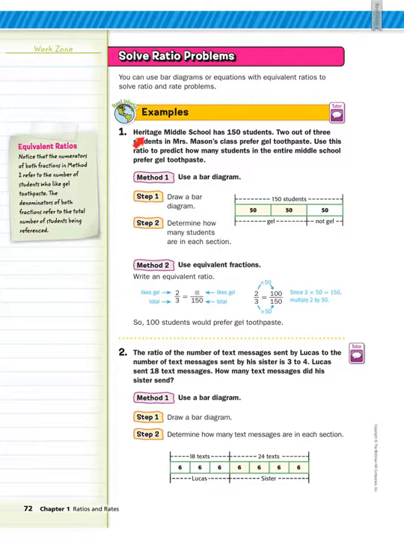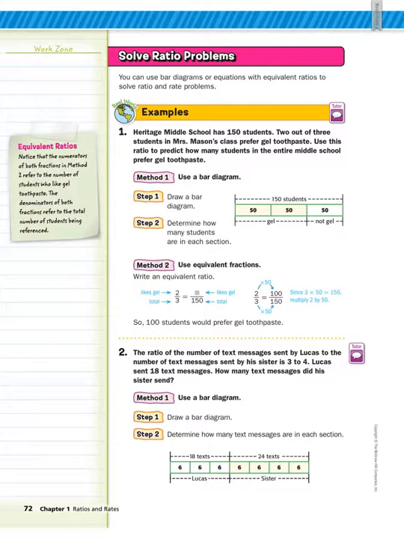We're going to read this problem here. It says Heritage Middle School has 150 students. 2 out of 3 students in Mrs. Mason's class prefer gel toothpaste. Use this ratio to predict how many students in the entire middle school prefer gel toothpaste.